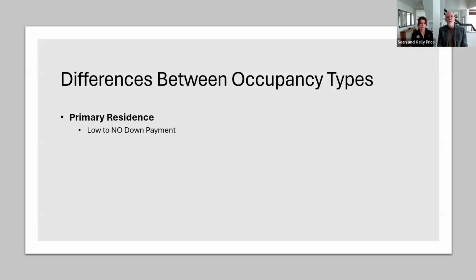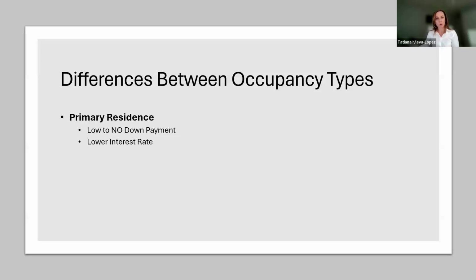What it does is, we have programs with low to no down payment available, and we're going to have lower interest rates compared to other types of occupancy, and I'll touch on that. Pretty much all mortgage programs offer this type of occupancy: conventional, VA for veterans, FHA, the Federal Housing Administration program, USDA, that's the US Department of Agriculture rural area program, first-time home buyers. So they all offer this type of financing.